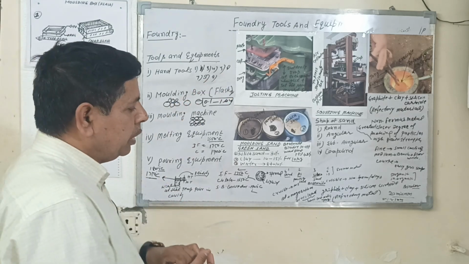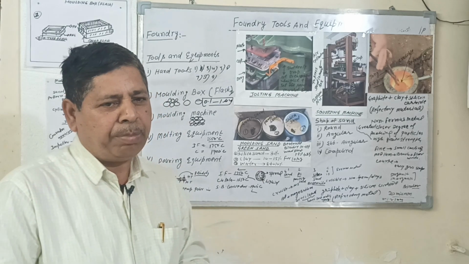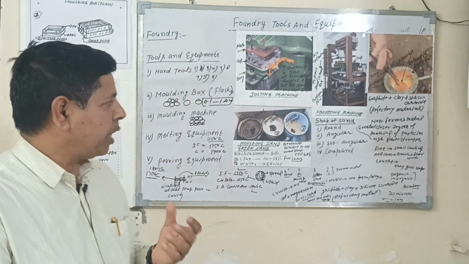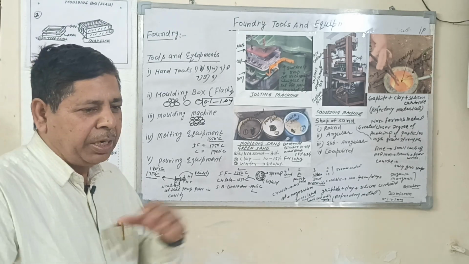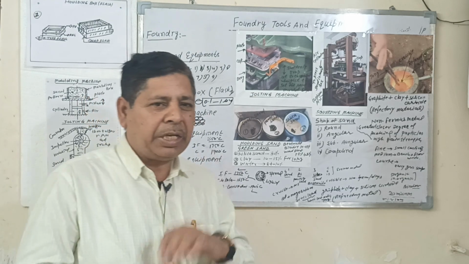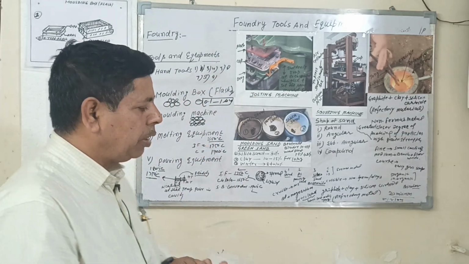Next is trowels. Different types of trowels are available in the market: rectangular shape, pen shape, and round or triangular shape. They are used for repairing and finishing the surface of the mold and also repairing the edge of the mold. Sixth number is draw spikes.